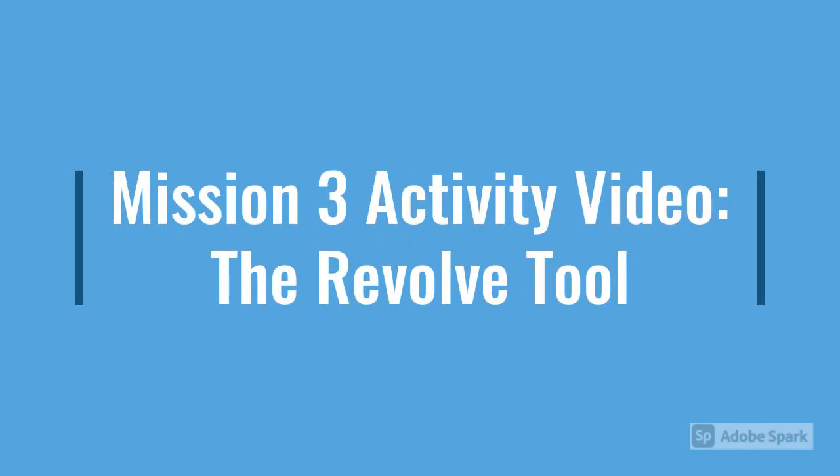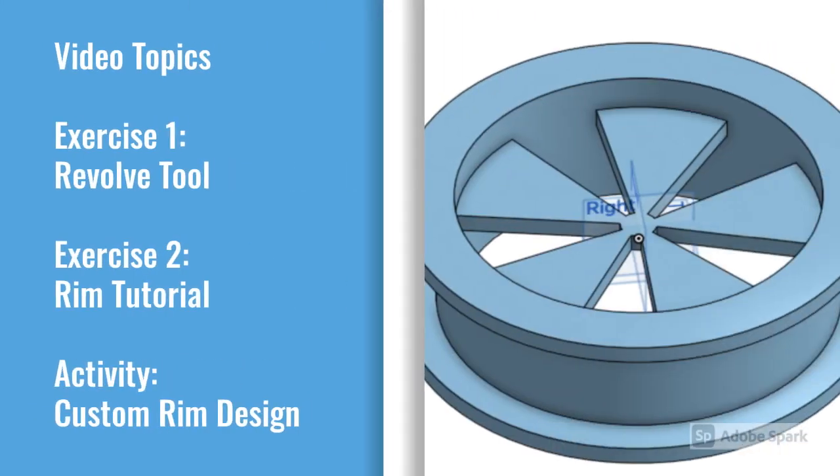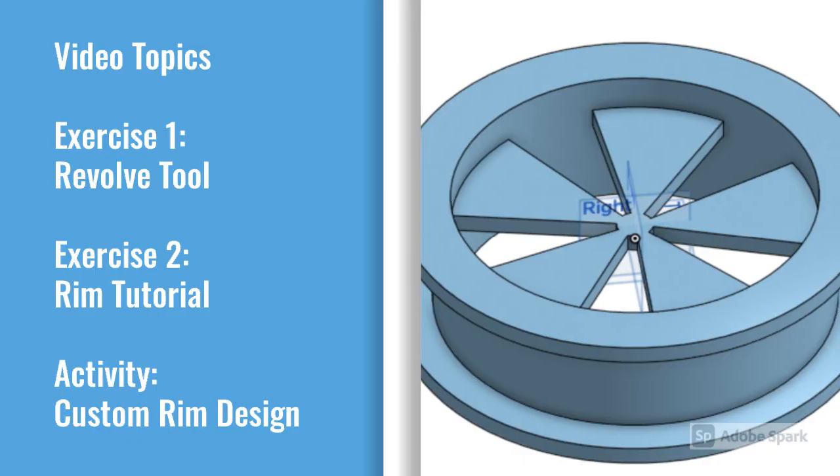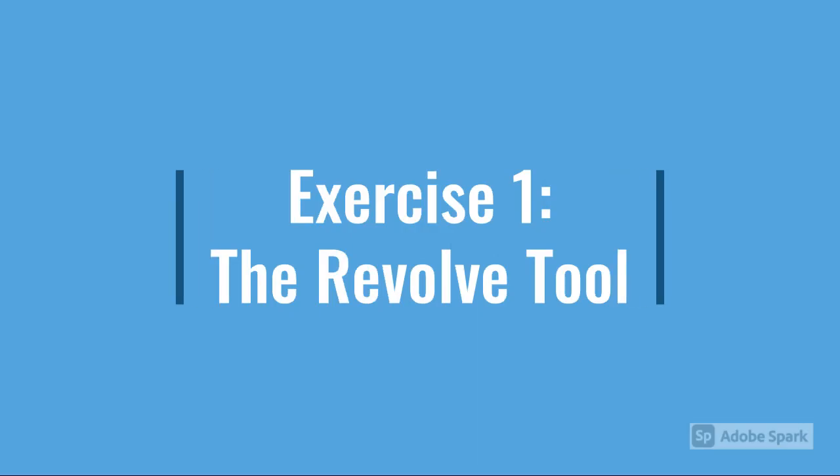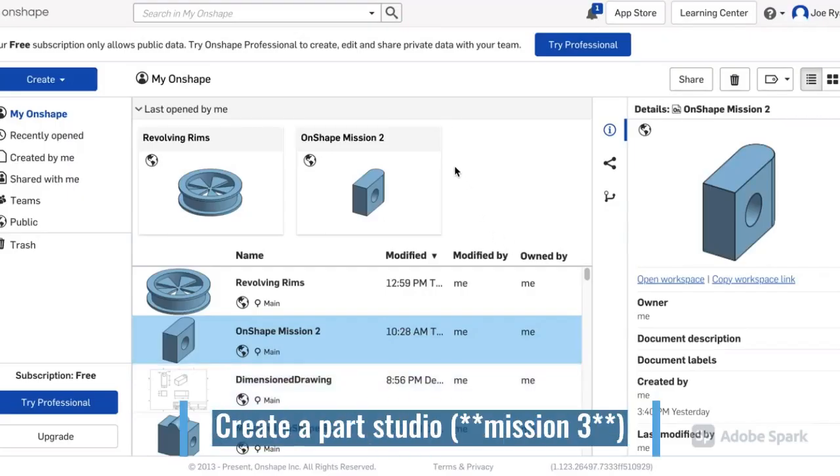In this video, we will cover Mission 3, the Revolve tool. In this video, we will cover the following topics. Exercise 1, you will learn how to use the Revolve tool. In Exercise 2, you will follow a tutorial to create your own rim. And in the activity, you will design your own custom rim and export that to share with a teacher and your classmates. Follow along in your own Onshape browser with Exercise 1 to learn how to use the Revolve tool.